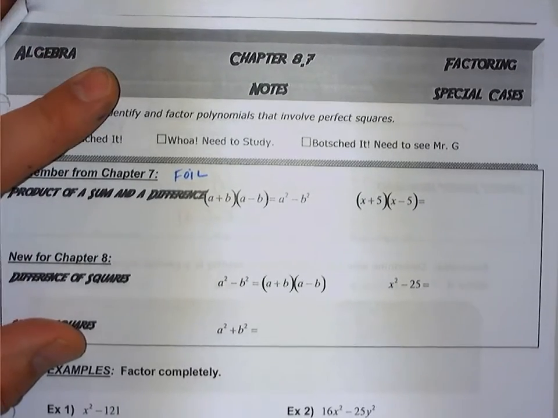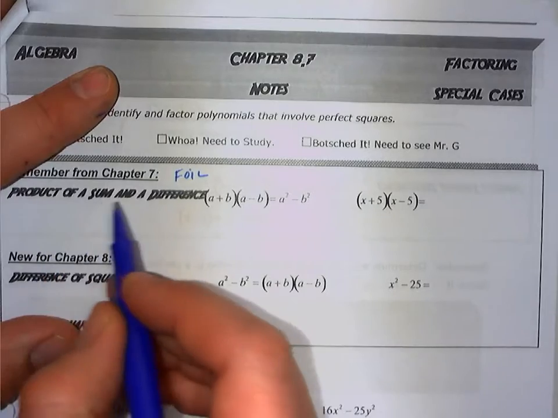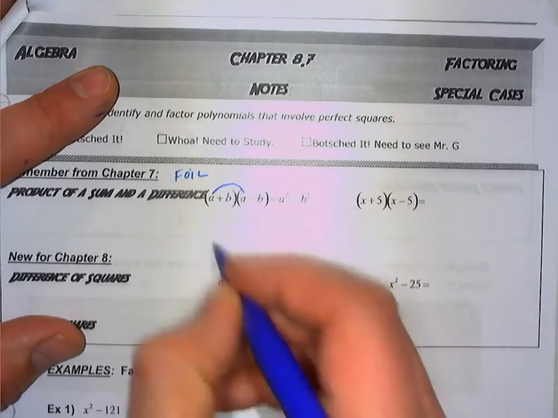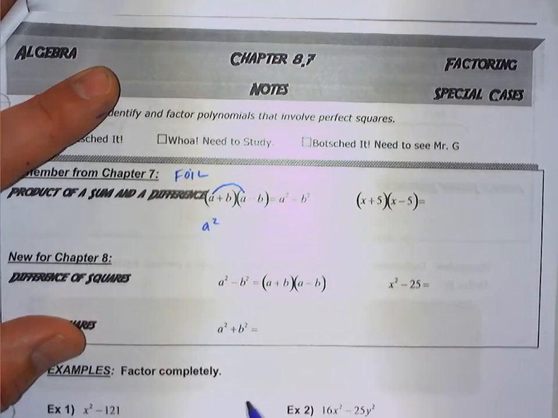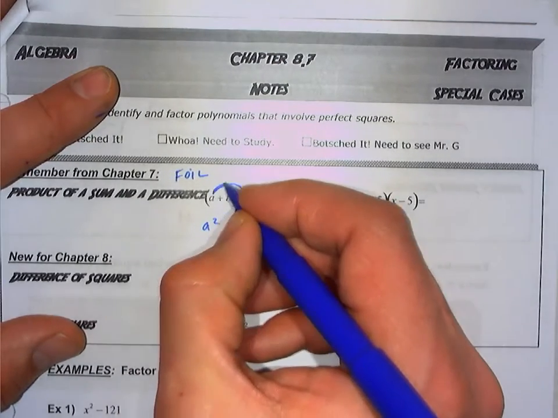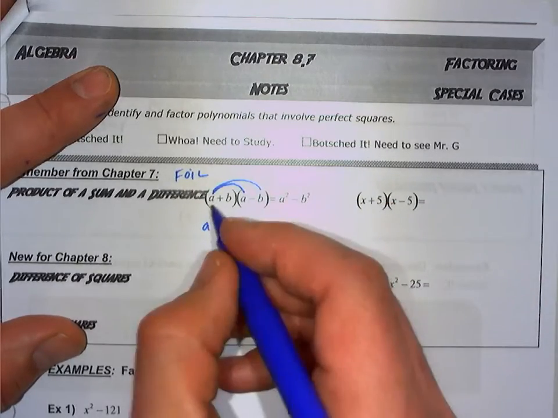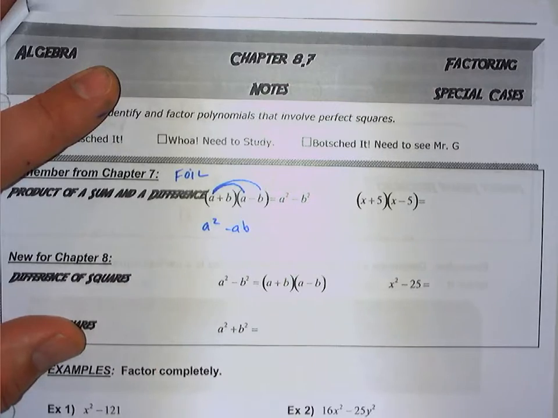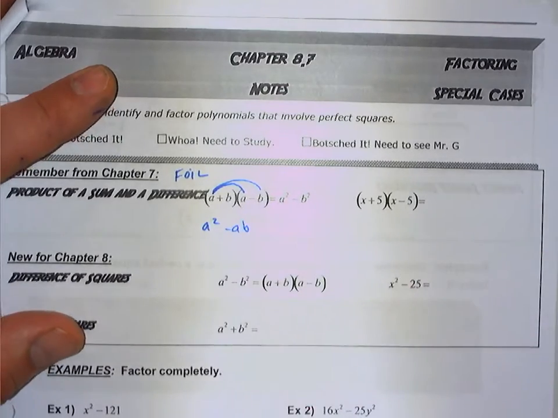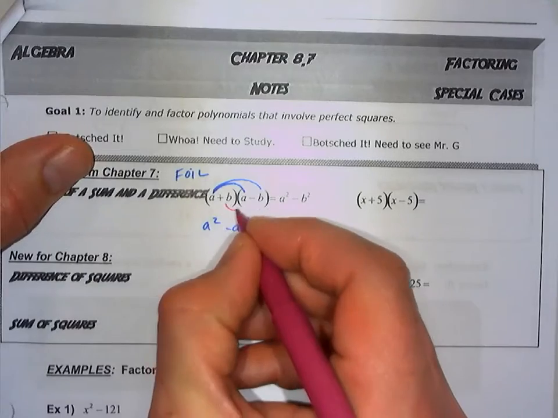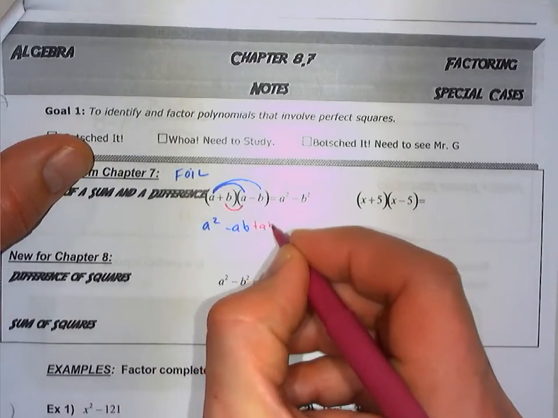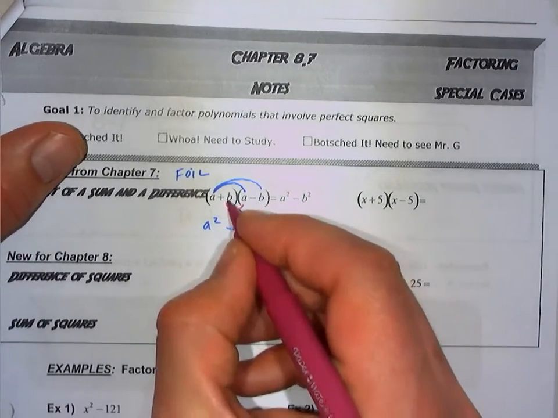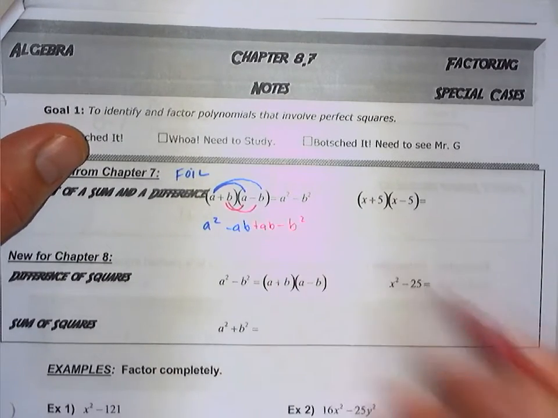All right. So as we take a look, finding the product of a sum and difference, we talked about using FOIL. A times A was A squared, right? My outside terms, A times negative B was negative AB in alphabetical order. And then I'll use a different color for when I take B times A, that's positive AB. We write it in alphabetical order. And B times negative B is negative B squared.